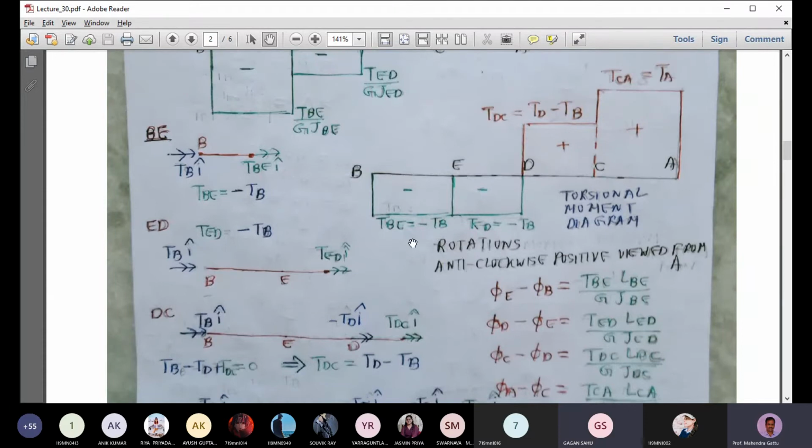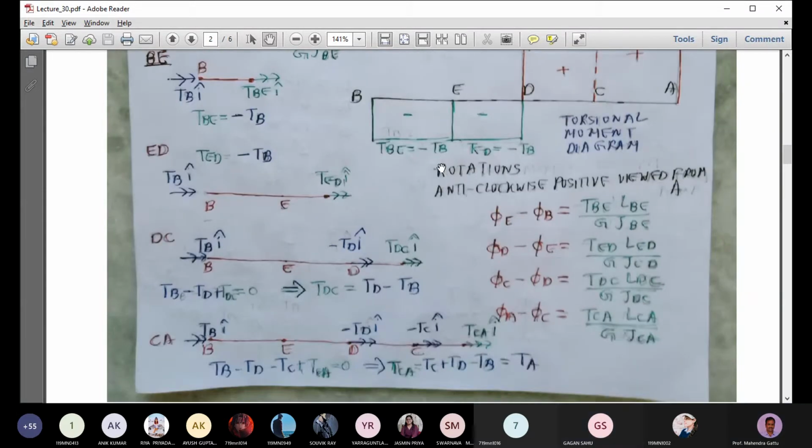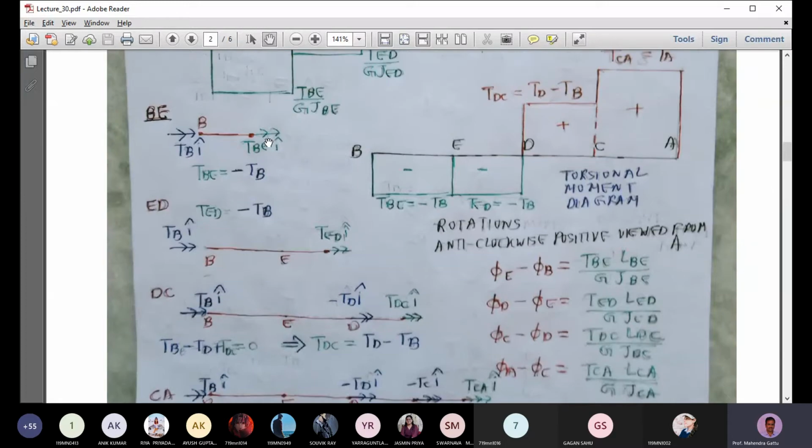Sir, I have a doubt in the direction of TDC. See, we are always assuming TDC to be oriented in the x direction. If the value turns out to be negative, then it will be negative. Here TB is negative, which means the twisting moment is in the other direction.